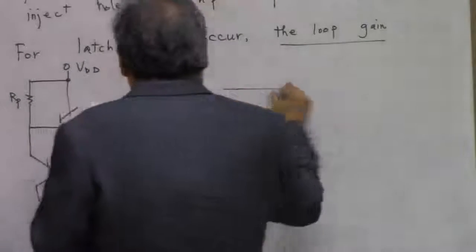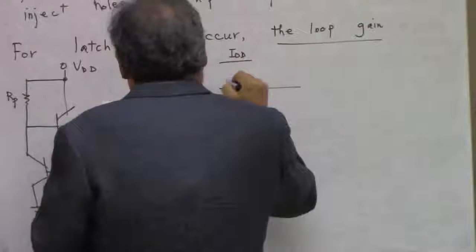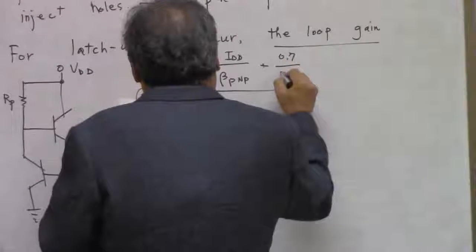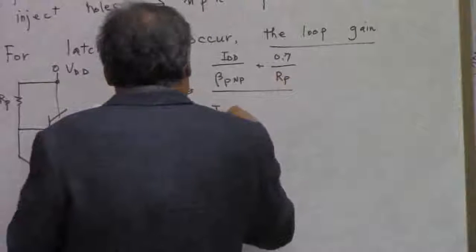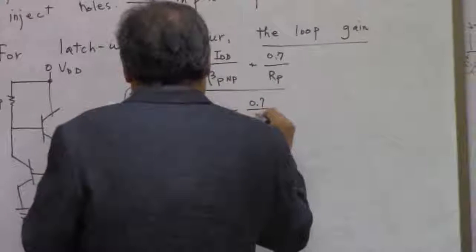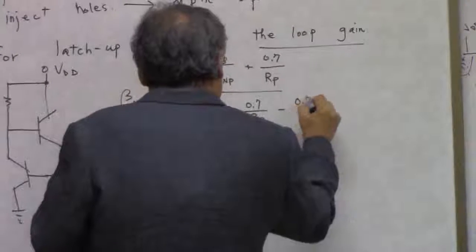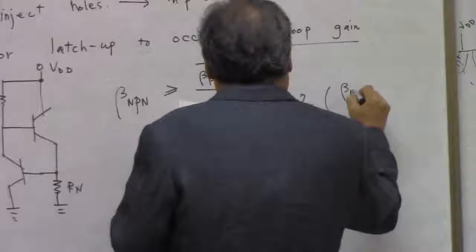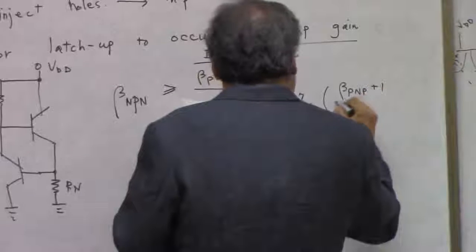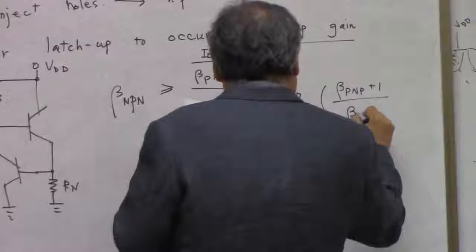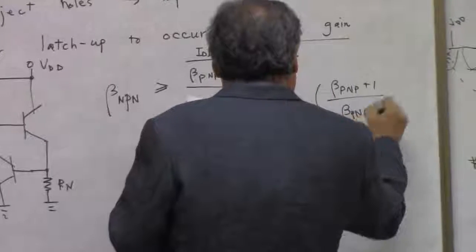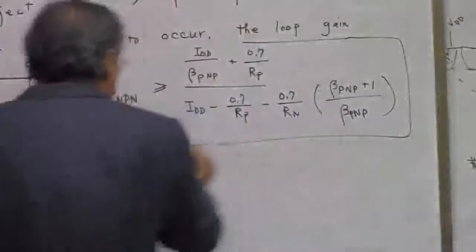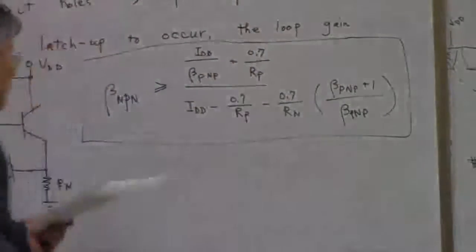In this loop, okay, the gain of NPN should be greater than one over beta PNP plus RP and IDD, plus 1 over beta P. Okay, this is the equation that he found in his study.